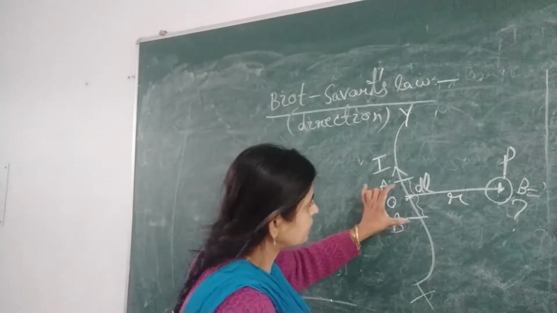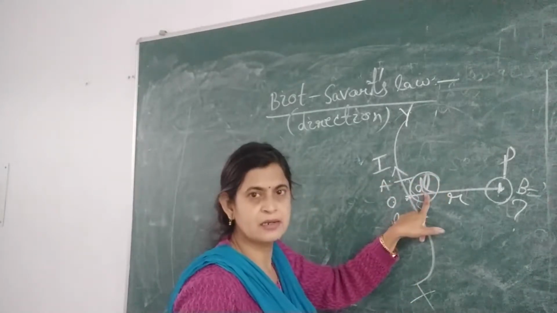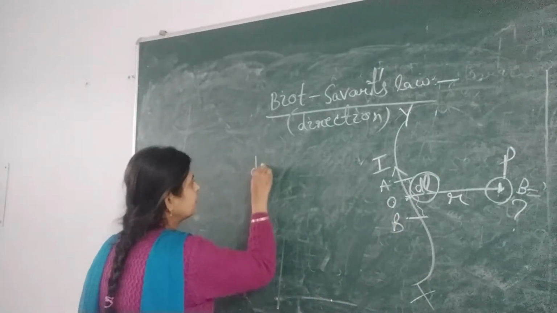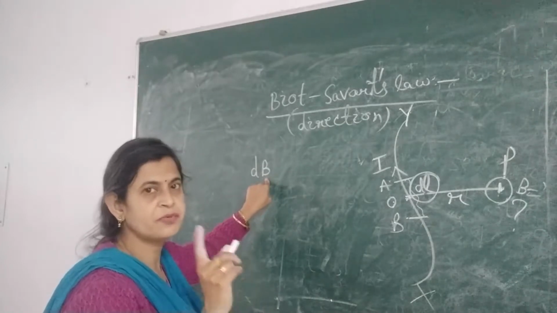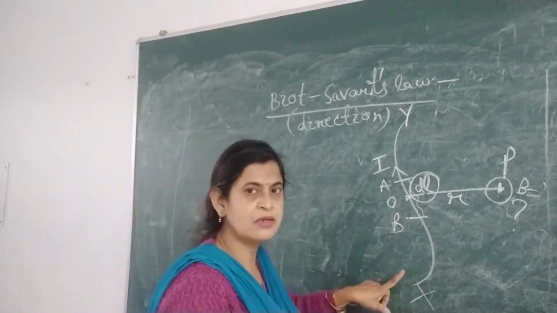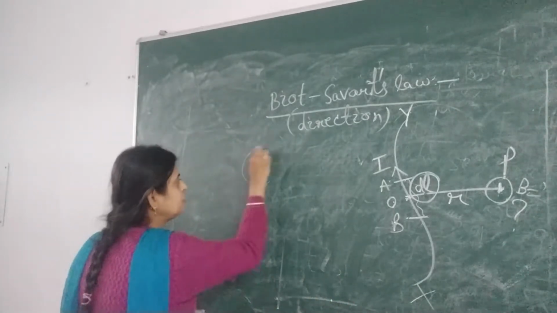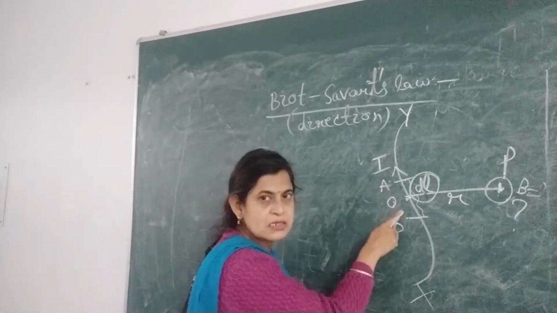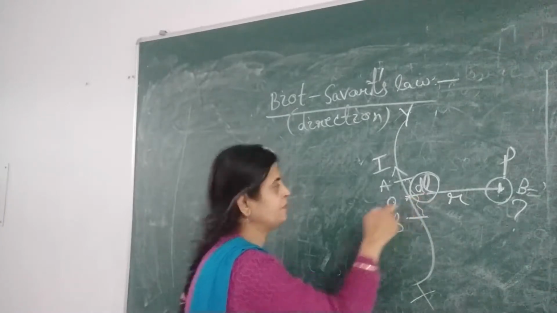first we have to find out the magnetic field due to the small element dl. That's why we write the magnetic field as dB. Whenever you have to find out the magnetic field for the whole conductor XY, then we write B. Clear? So dB means the magnetic field due to the small element AB, which is dl.